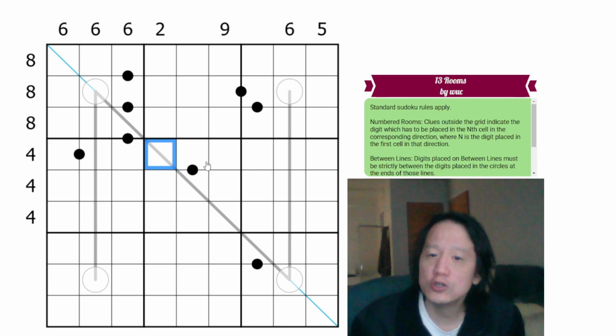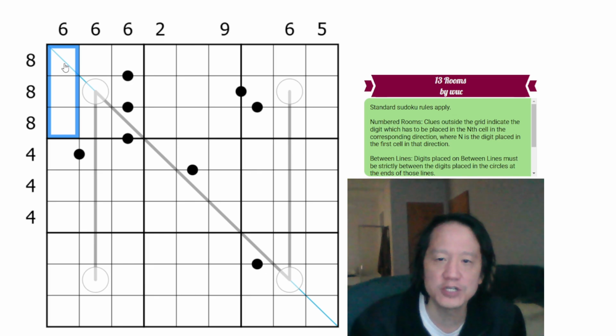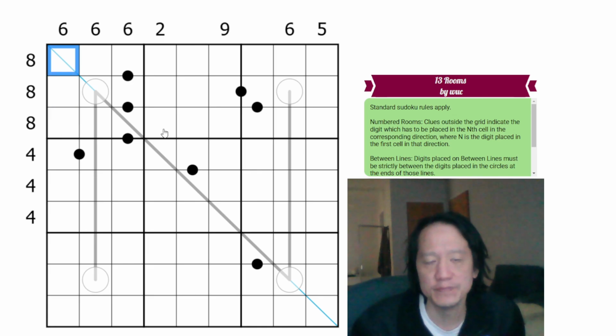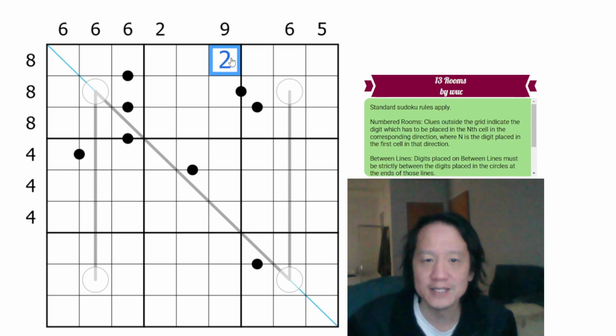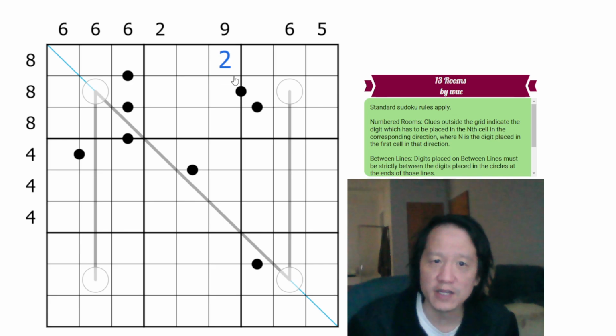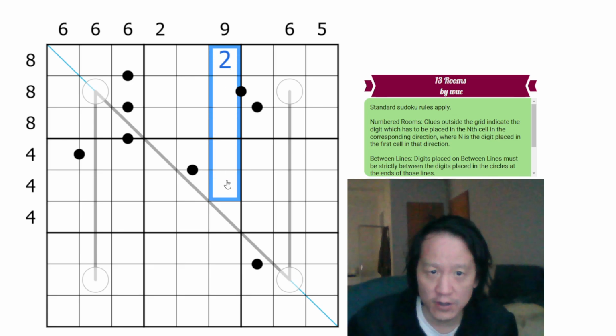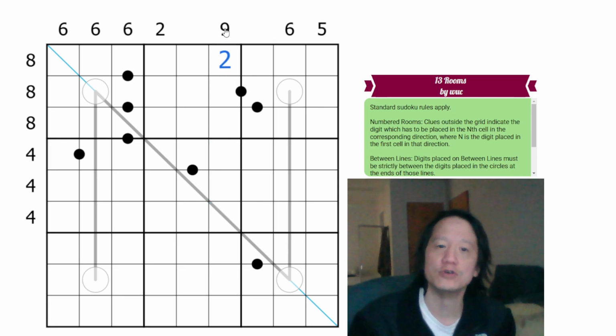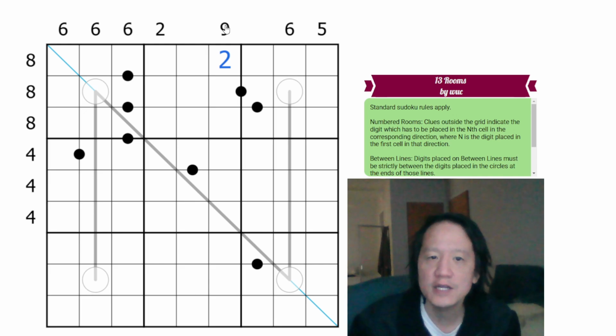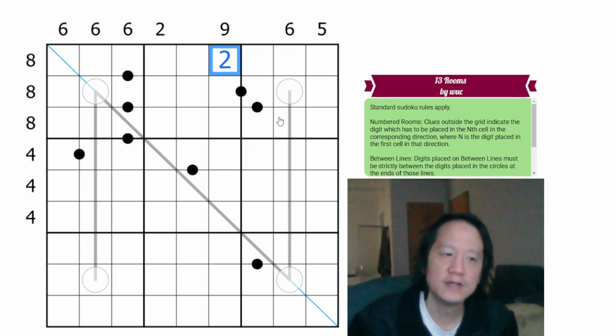Numbered rooms. Clues outside the grid indicate the digit which has to be placed in the nth cell in the corresponding direction, where n is the digit placed in the first cell in that direction. So, for example, if this were a 2 in this cell specifically, what this is saying is that a 9 has to be in the second cell going in this direction. The 9 is outside, so that's the numbered rooms clue. That's the digit which has to be placed in the nth cell.